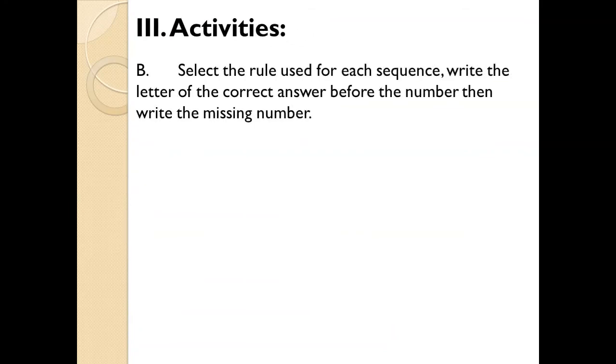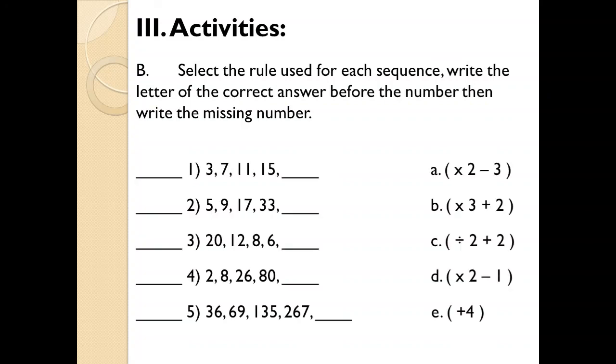B. Select the rule used for each sequence. Write the letter of the correct answer before the number. Then write the missing number. So before the number, you write the letter of the correct rule. Then on the right side, you write the missing number or the next term.